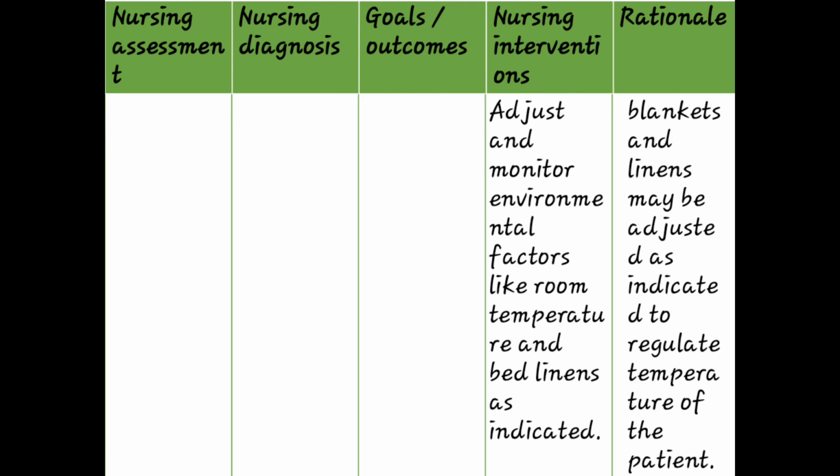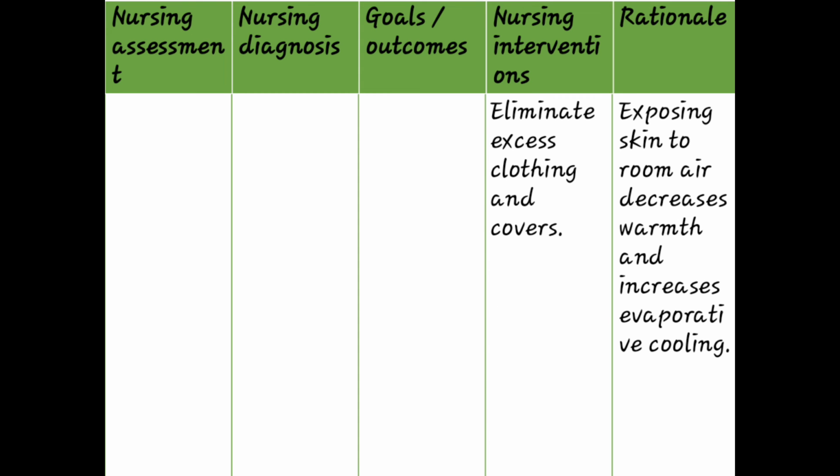Then the next is to adjust and monitor the environmental factors like room temperature and the bed linens as indicated, because the body temperature of the patient can be elevated by the room temperature. Like if there is really increased room temperature and the patient is covered with a lot of linens, the body temperature can be increased further. So the blanket and the linens may be adjusted as indicated to regulate the temperature of the patient.